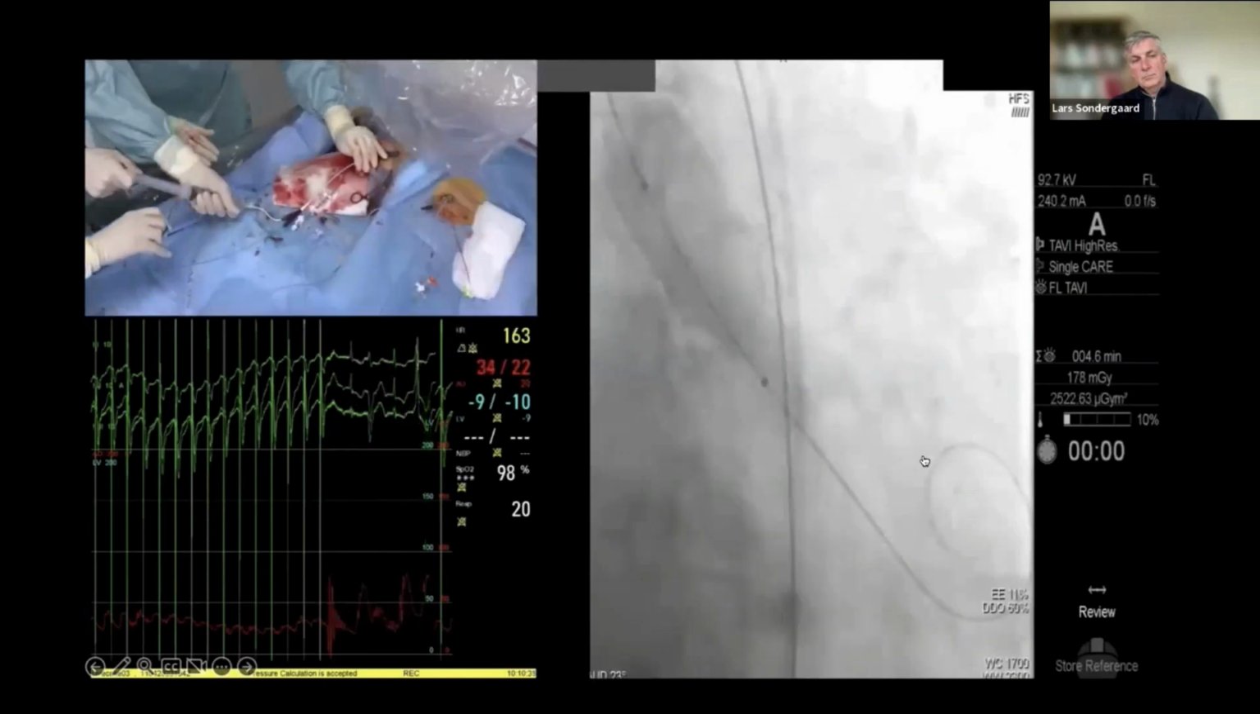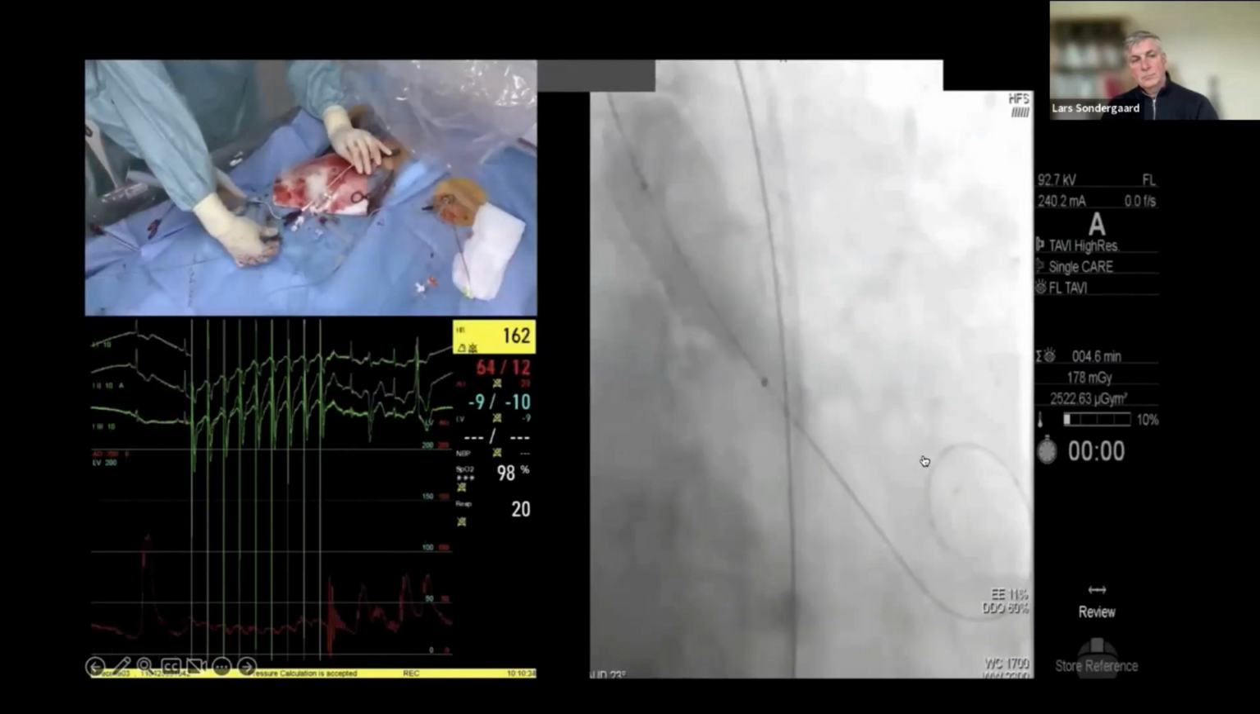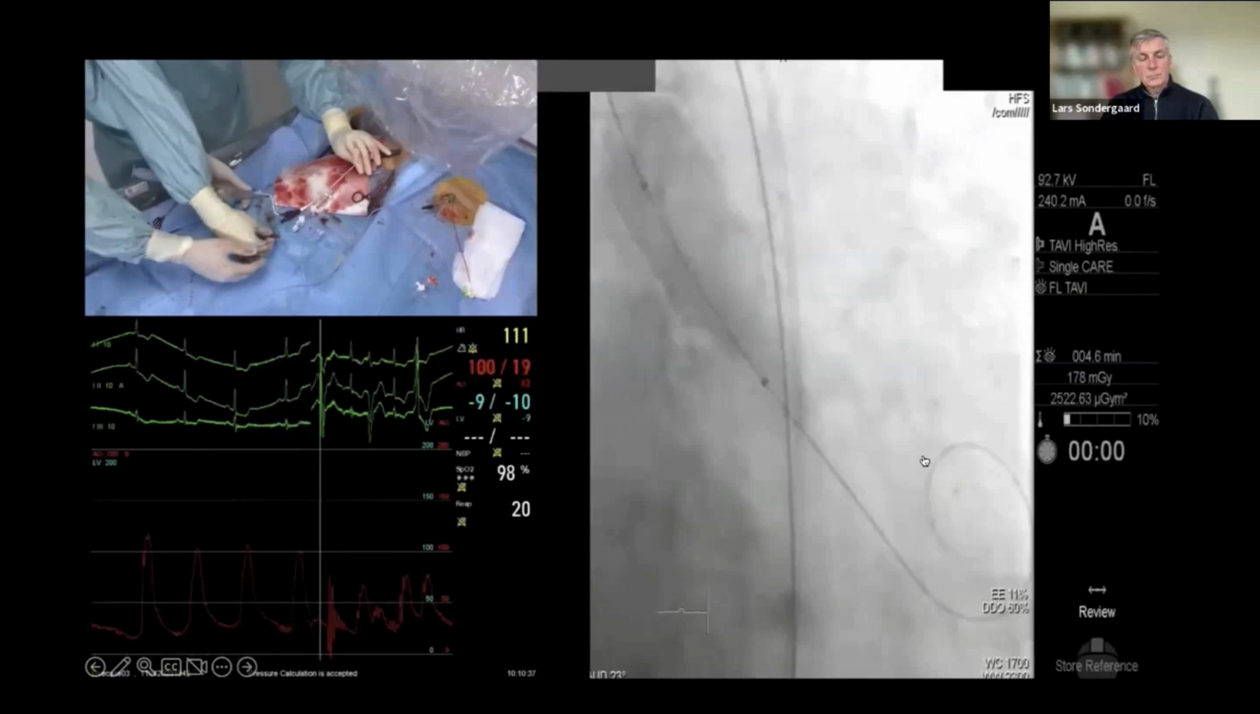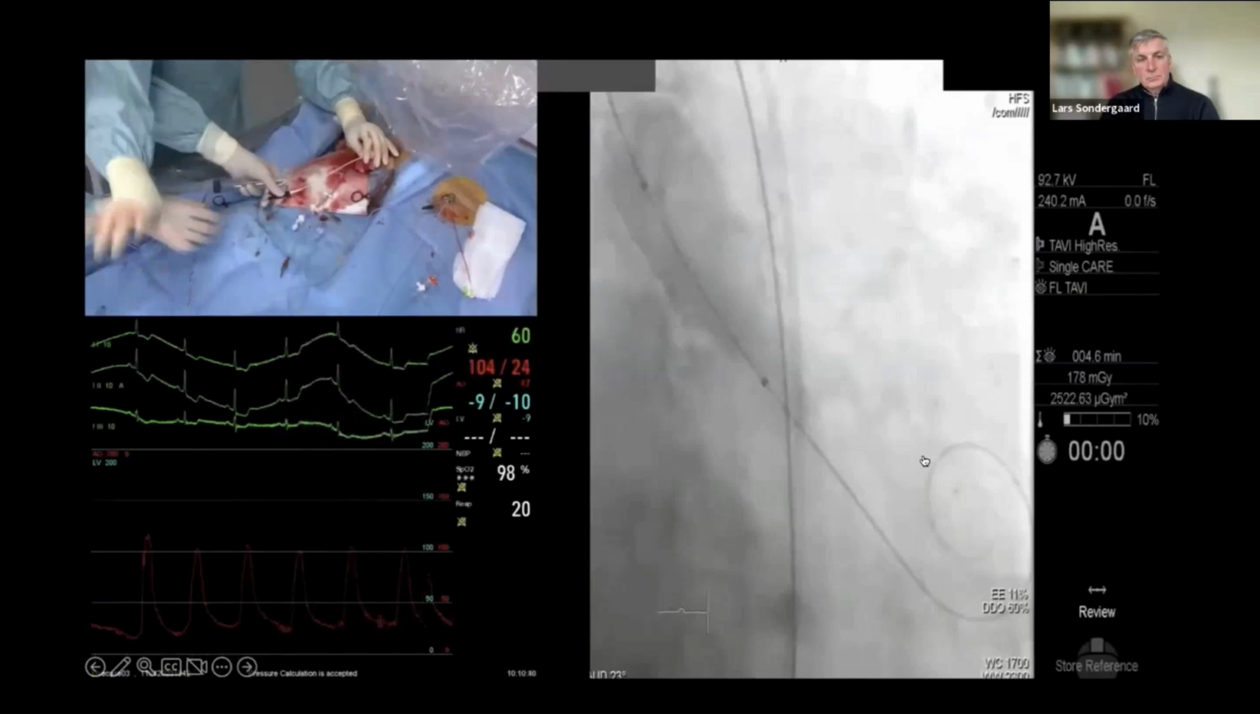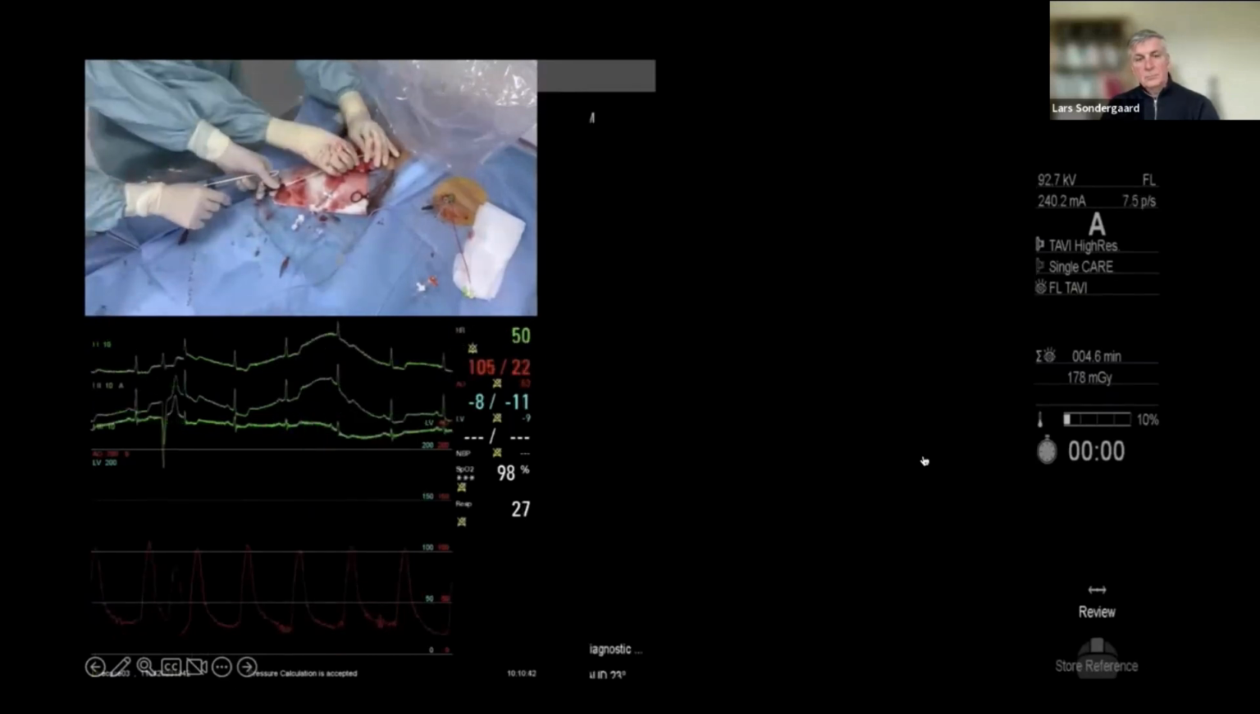Yeah, good. I didn't go all the way the first time, but this time I went all the way. Okay, she's in normal rhythm. We disconnect the pacer.